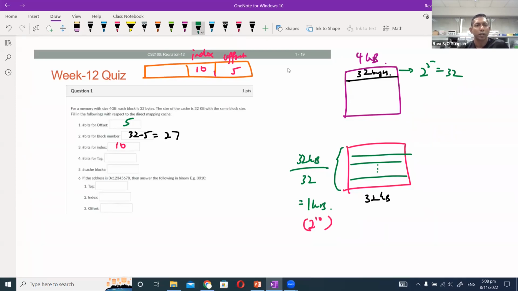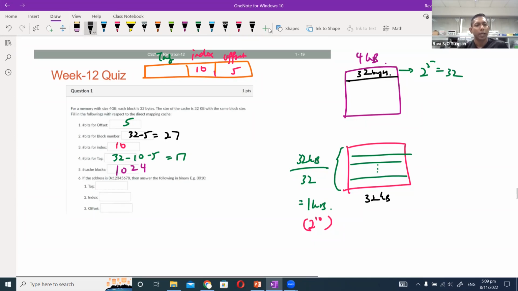Okay, so what is remaining is your tag. So the number of bits for the tag would be a total of 32 minus your 10 minus your 5, which will be 17. Okay, so the number of cache blocks is based on the number of bits for the index, correct? Because you have 10 bits for the index, it becomes 2 to the power of 10. So it is 1024 cache blocks.